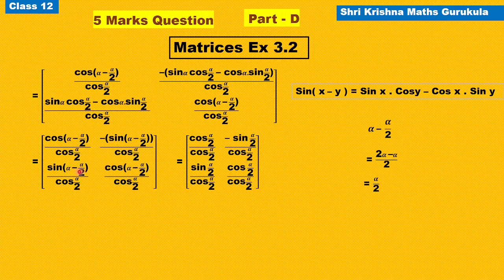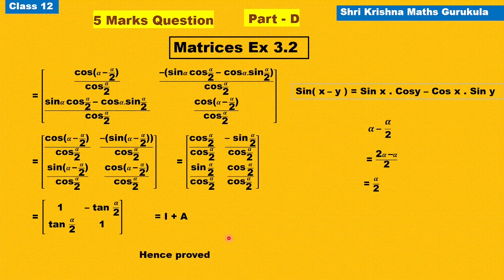Now this will be again sin alpha by 2 by cos alpha by 2. Again this is tan alpha by 2. Yes. Now this will be cos alpha by 2 by cos alpha by 2. Gets cancelled and becomes 1. So look at this. 1 minus tan alpha by 2, tan alpha by 2, 1. So this is nothing but LHS equals RHS. Correct? Yes, we have proved it.